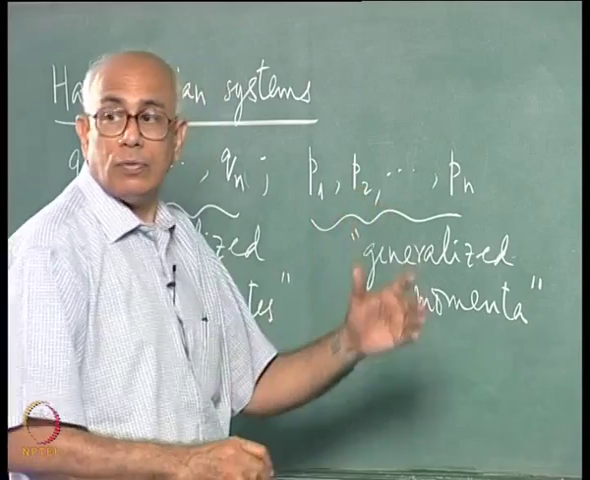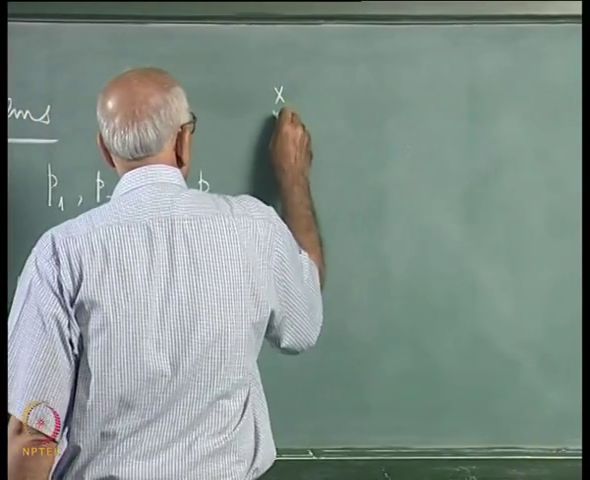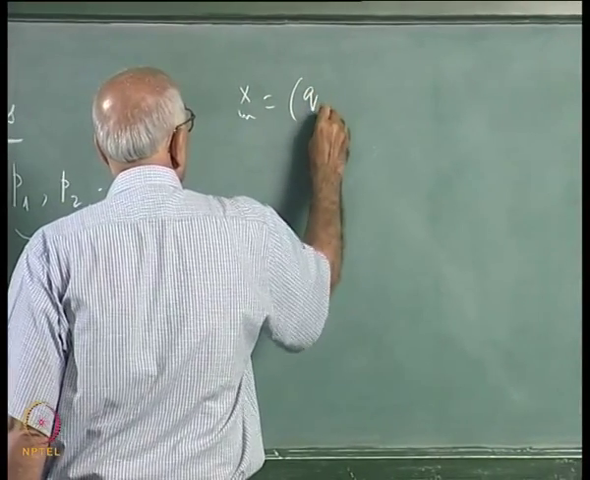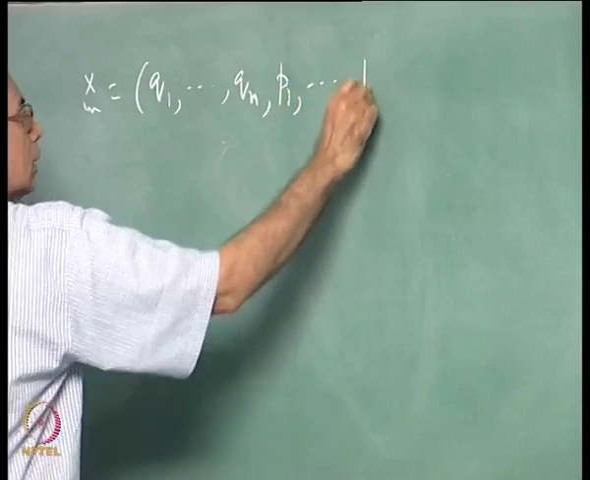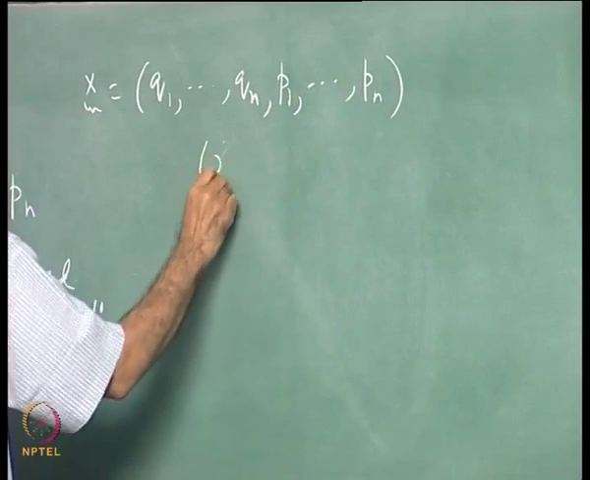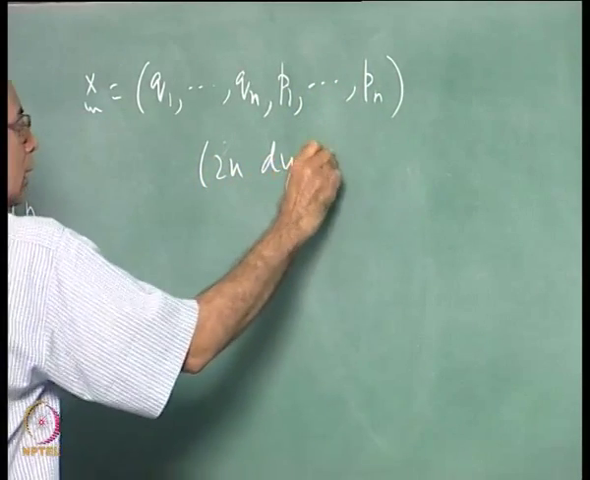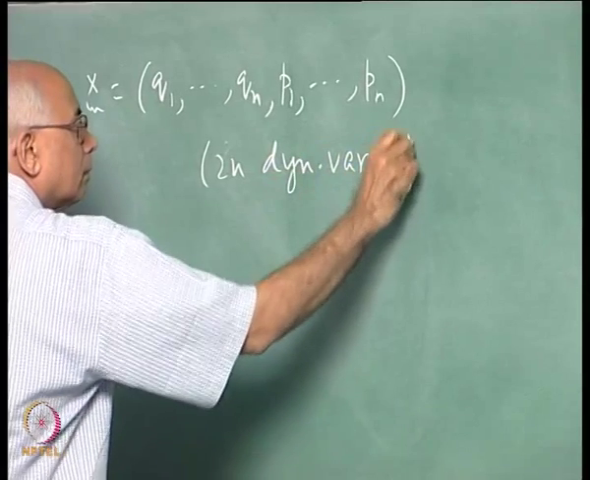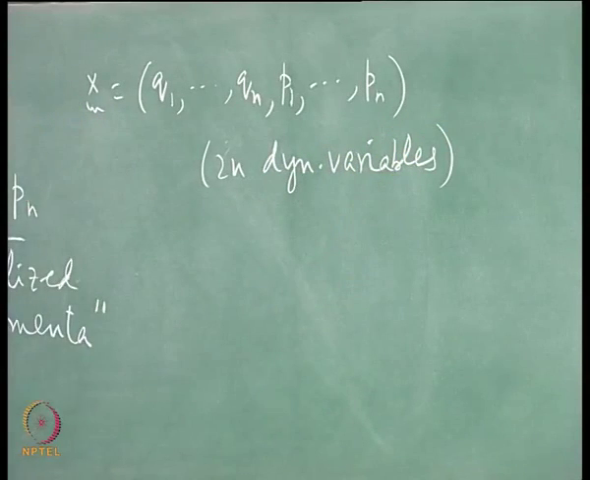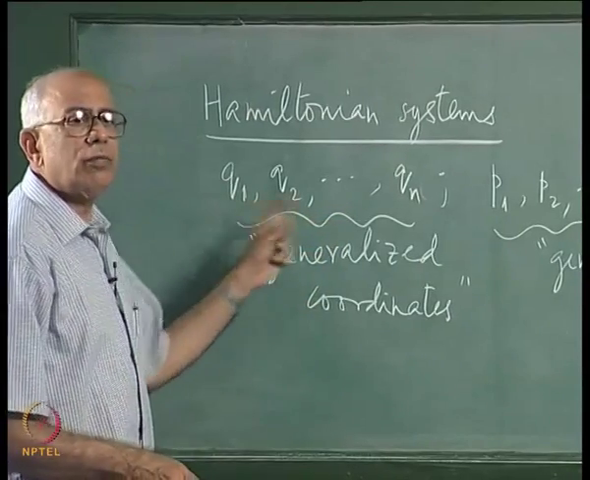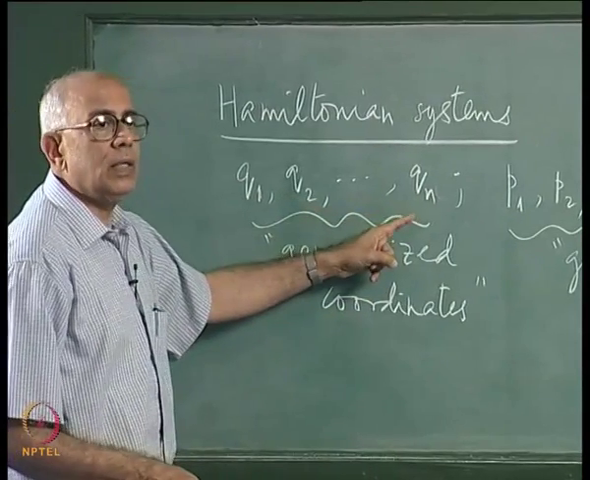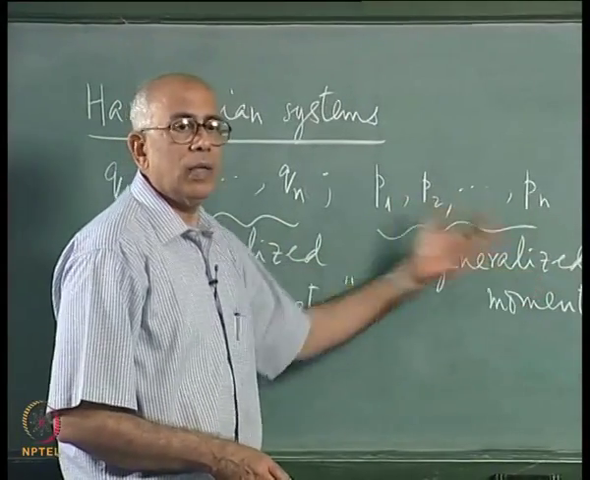Therefore, the full set of dynamical variables x is a set of 2n variables, q1 to qn, p1 to pn, 2n dynamical variables. The phase space of a Hamiltonian system is always even dimensional. It is conventional to call the q's the generalized coordinates, degrees of freedom. So this system has n degrees of freedom and it has 2n dynamical variables.